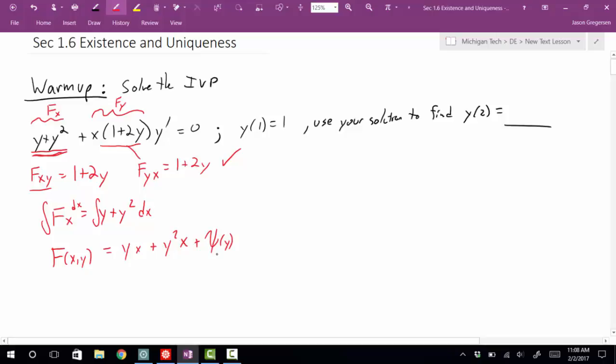I'm using psi. Other books will use other things. But there's some other function here. That's my constant, right? Air quotes constant, because it's not really a constant. It changes as y changes. But it is constant with respect to x. That's my general form here.